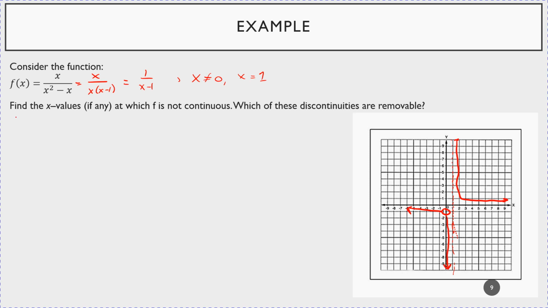And you can see here we have discontinuity at x is equal to 0 and at x is equal to 1. But notice, if you were to plug 0 back into here, you'd get 0 over 0, the indeterminate form. A lot of times when you have the indeterminate form, you can see that it's removable. But then here we have the vertical asymptote. This is non-removable discontinuity.